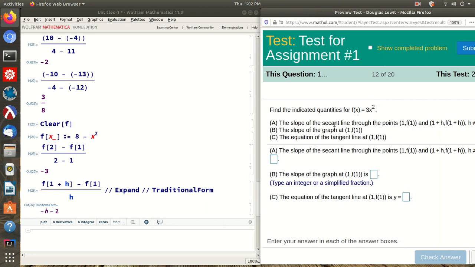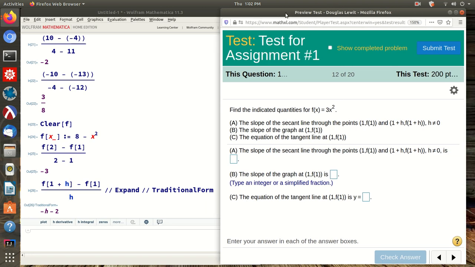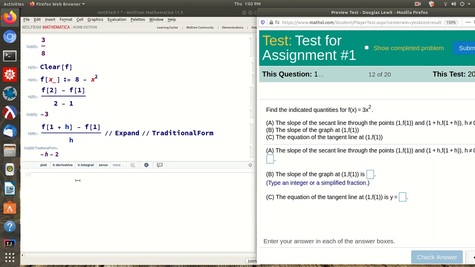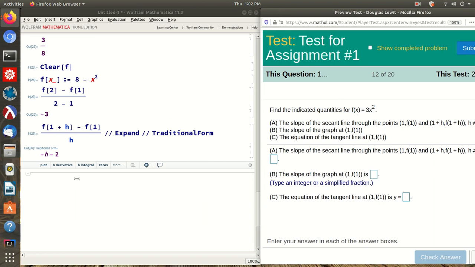And find the indicated quantities for f of x equals 3x squared. Okay, we want the slope of the secant line through the points 1, f of 1 and 1 plus h, f of 1 plus h, where h is not equal to 0. The slope of the graph at the point 1, f of 1. The equation of the tangent line at 1, f of 1. So this problem's going to be a little bit tricky. What they're really asking for is the derivative.